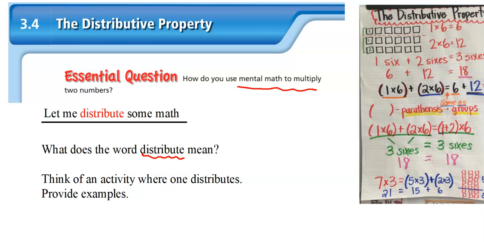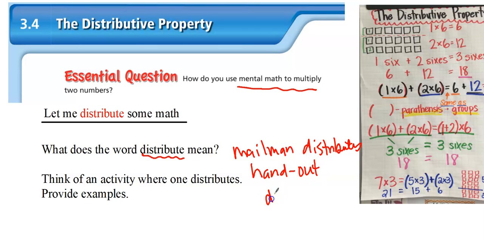So hopefully you're thinking that it kind of means, like, for instance, I'm thinking about a mailman, right? A mailman distributes mail. And so basically what he's doing is he's handing out, right? Some people think about it as divide out. And it's not necessarily that you're dividing something into equal groups, but the idea is when you are handing out an item, you are distributing it.